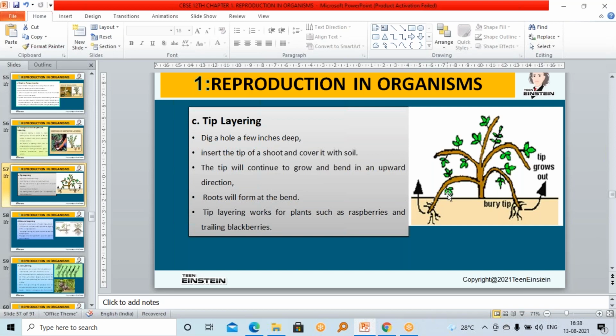So we are selecting a branch and digging a hole of few inches depth, and then inserting the tip portion of the shoot and covering it with soil, and that tip will continue to grow and it will bend upward. See, you can see this tip grows upward, and at the bent portion, because we are burying the tip like this, root formation will take place.